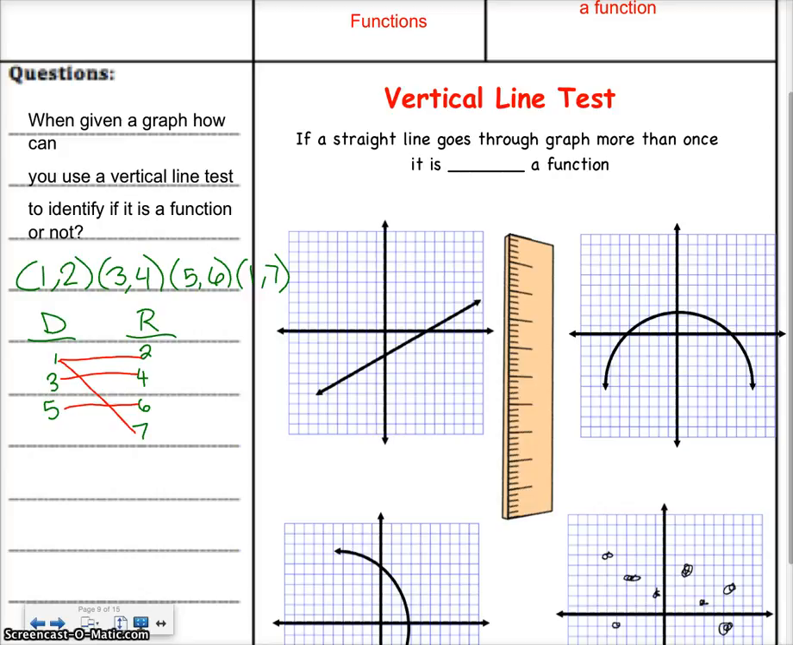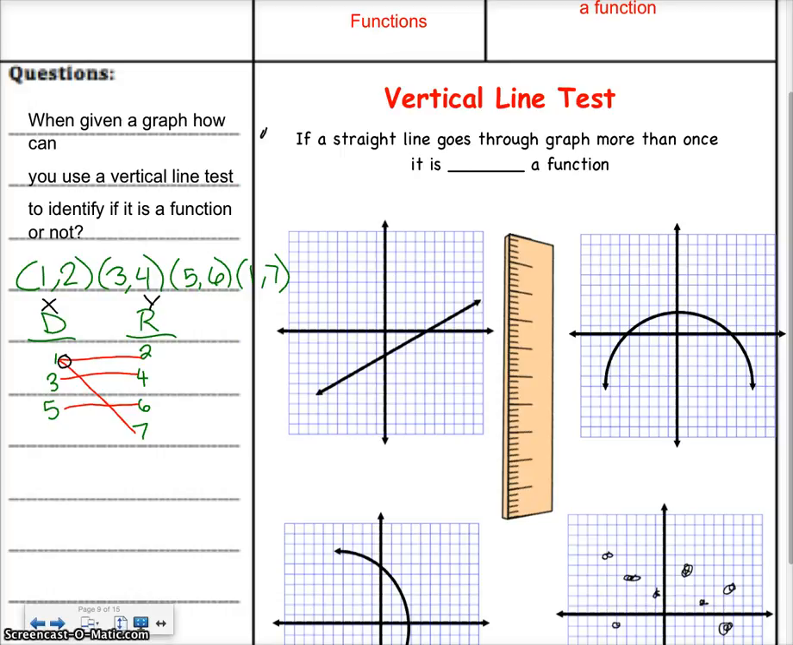Notice that that is not a function. It's not a function because 1 went to two things. So that's not a function. That's x, right? Domain is x. Range is y. So if x goes to two things, it's not a function.